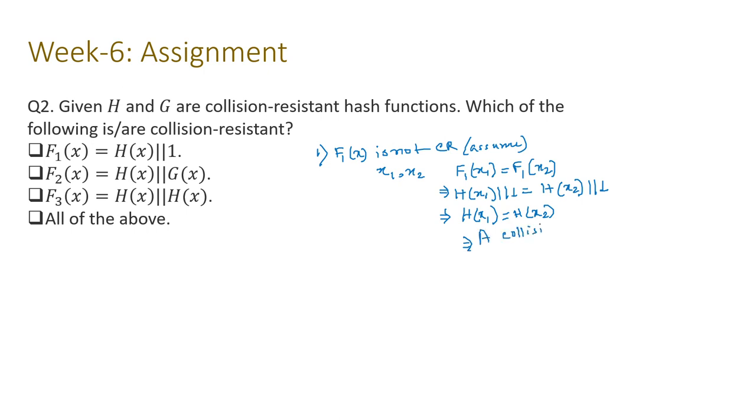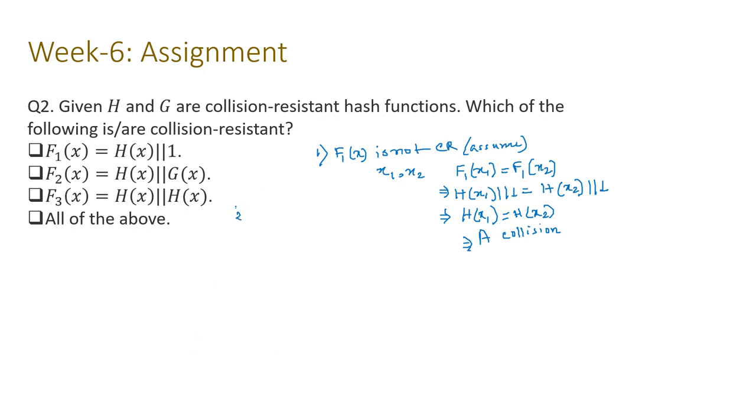So if I get x1, x2 as a colliding pair for function f1, then I can return the same x1, x2 as a colliding pair for the hash function h, but we already know that h is collision resistant, so it is easy to see by contradiction that f1 is also collision resistant.